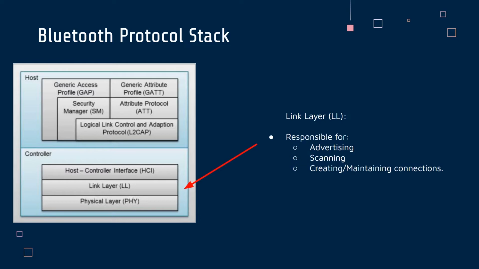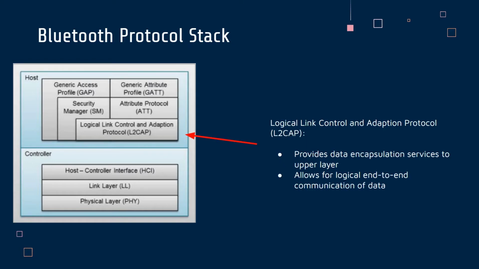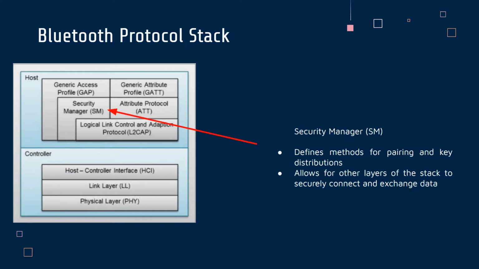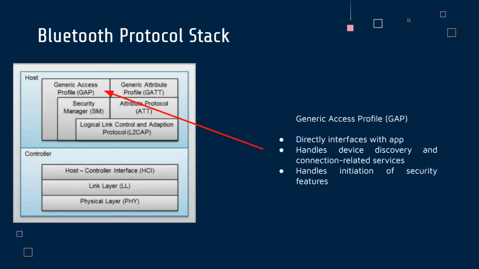Next, we have the link layer and the HCI layer, and in the host, we have the L2CAP, and the ATT, which allows devices to expose certain pieces of data to another device, such as packets which are sent during the pairing process. We have the SM, which defines the methods for pairing and key distribution, the GATT, and the GAP, which directly interfaces with the app and handles device discovery and connection-related services. It also handles the initiation of security features.